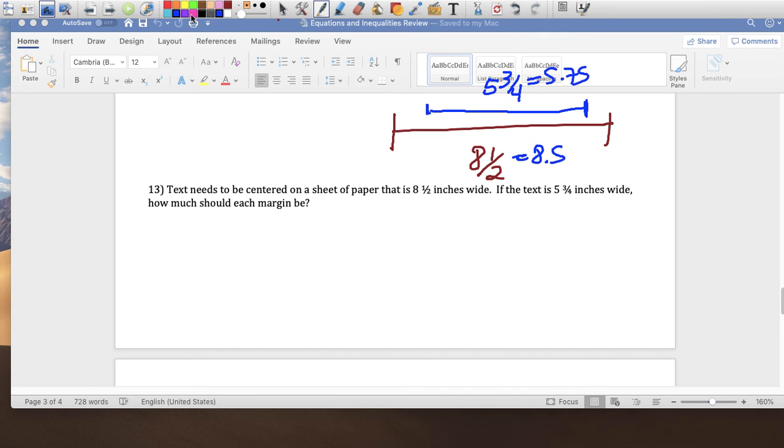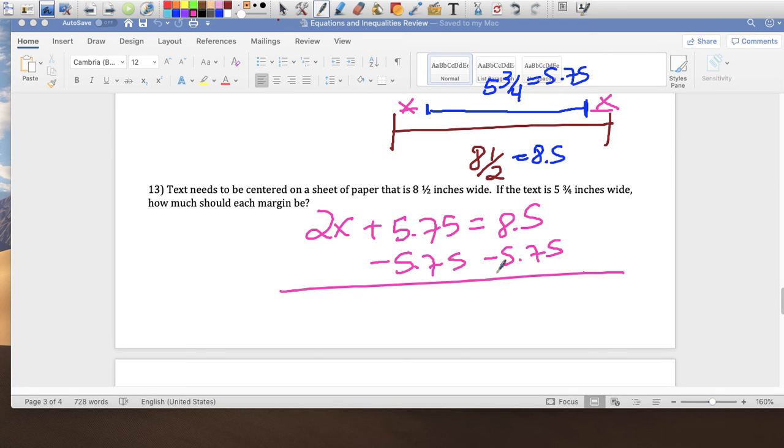So now this little space here is called x, and this little space here is x. So I know that this x plus this x, which is that little space on both sides, plus the blue, which is 5.75, all added up equals 8.5. So I want to combine my terms. I'm going to write 2x plus 5.75 equals 8.5. I'd much rather deal with decimals. So minus 5.75 on both sides. These two go away, and you get 2x equals 8.5 minus 5.75 equals 2.75.